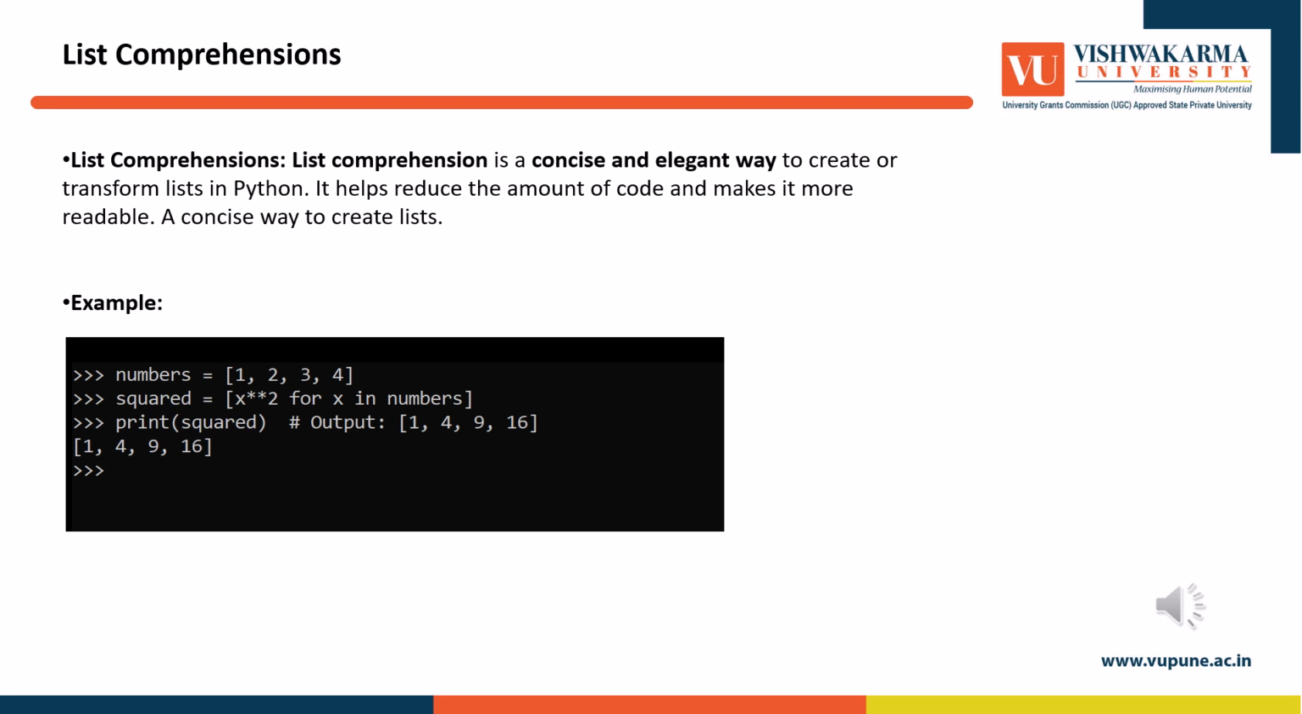List comprehensions. List comprehension is a concise and elegant way to create or transform lists in Python. It helps to reduce the amount of code and makes it more readable. In short, it is a concise way to create lists. Below is the example. I have put the screenshot. You can see and understand it.